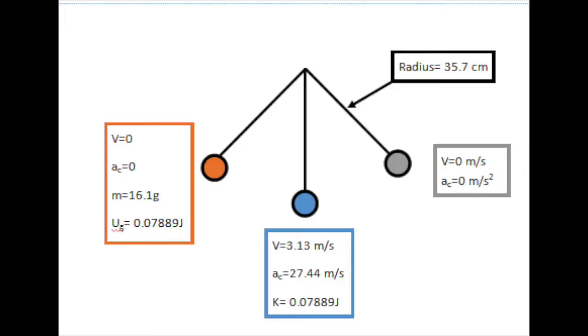The centripetal acceleration is equal to the velocity squared, divided by the radius. If the pendulum has a radius of 35.7 centimeters, the centripetal acceleration would be 27.44 meters per second squared. At the opposite side of the pendulum, the system once again has no velocity and therefore no centripetal acceleration.